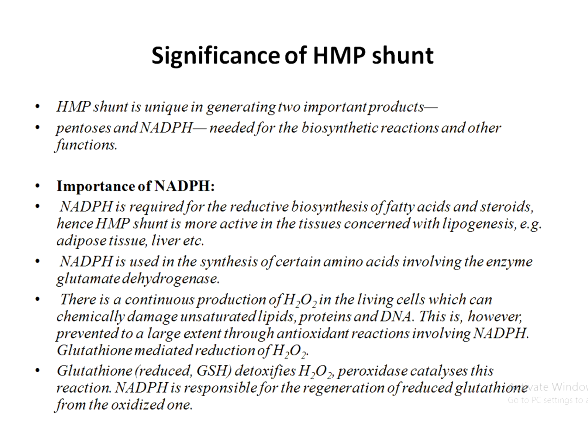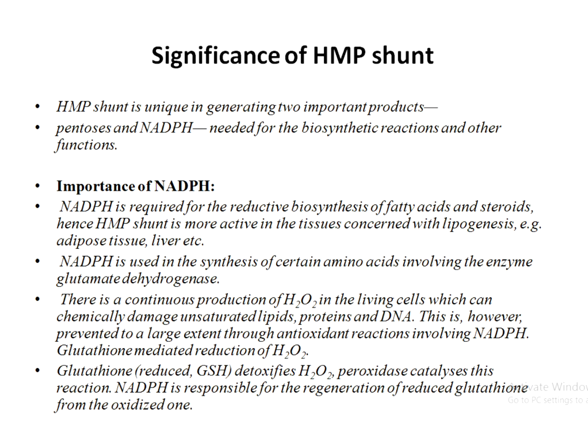Next is the significance of the HMP shunt pathway. This pathway generates very important products, that is pentoses and NADPH, and these are needed for biosynthetic reactions and many other functions. So let's see the importance of NADPH. It is helpful in the biosynthesis of fatty acids and steroids. So the HMP shunt is more active in tissues concerned with lipogenesis, for example adipose tissue, liver, etc.